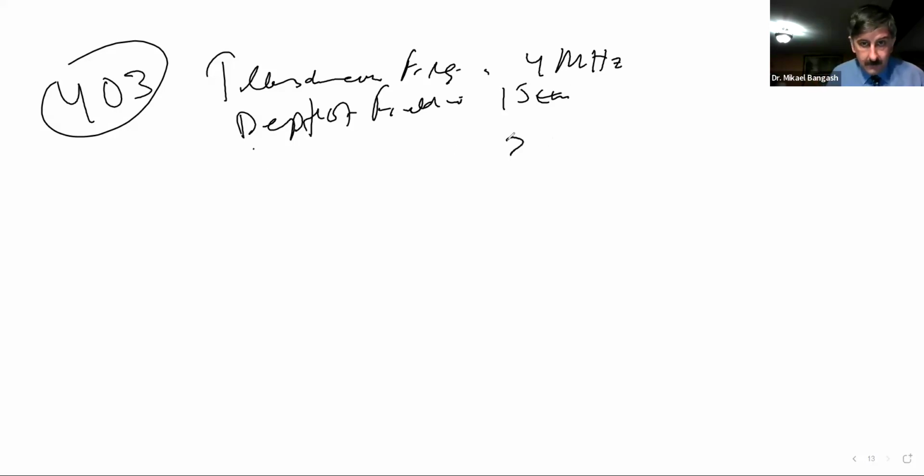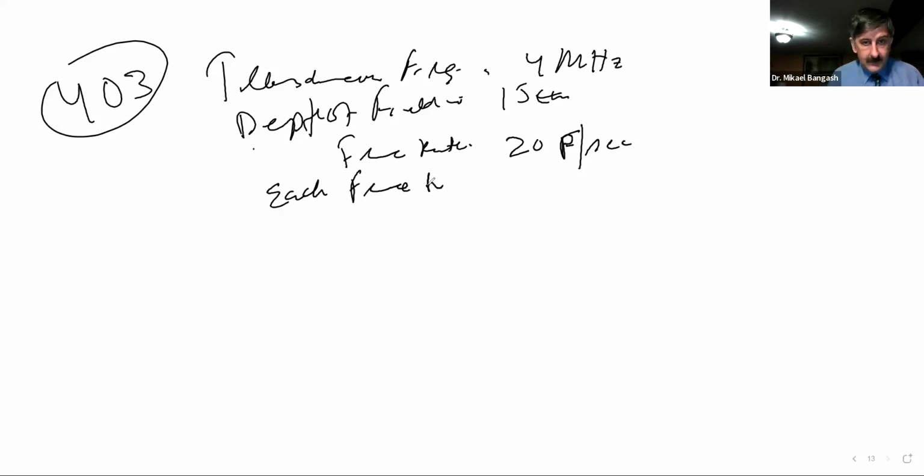So what do we have? 20 images or pictures or frames per second. So that becomes our frame rate. Each requiring 100 pulses. Each frame has 100 pulses. What is the PRF?